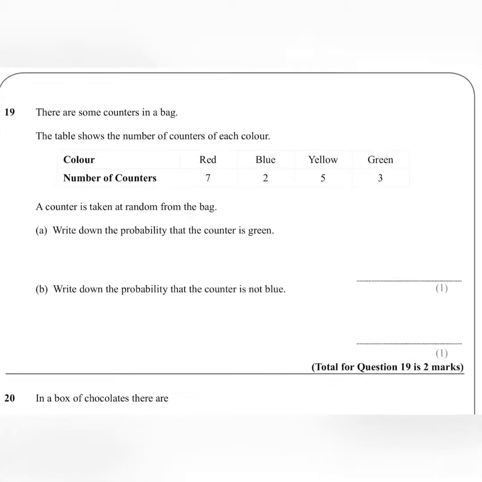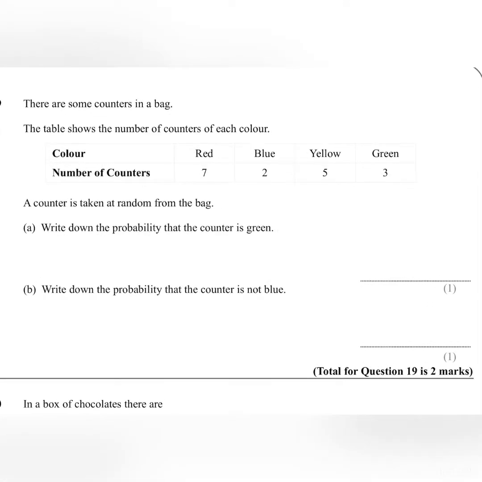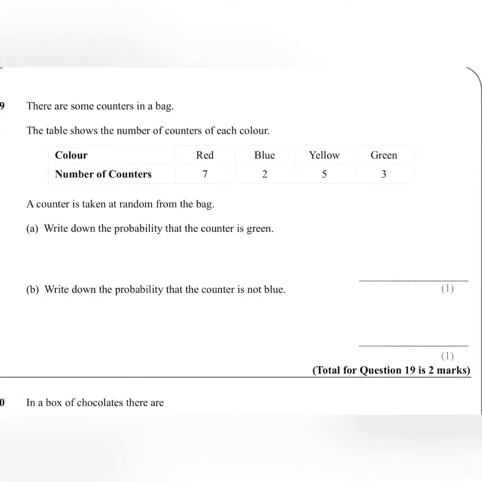Okay, question number 19, it says, there are some counters in a bag. The table shows the number of counters of each colour. A counter is taken at random from the bag. What is the probability of a counter being green, and what is the probability of a counter not being blue? So have a go and then check your answer. Okay, so here are the answers for this question.